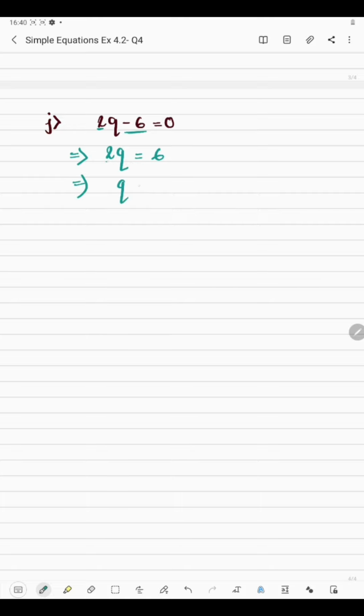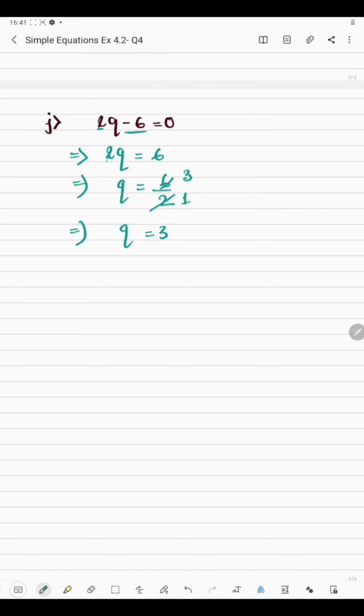So what will be the value of q? It will be 6 divided by 2, because here 2 is multiplied by q. So it will be division after changing the side. So 2 1s are 2, 2 3s are 6. So q is equal to 3 by 1, which is 3. So the value of q is 3.